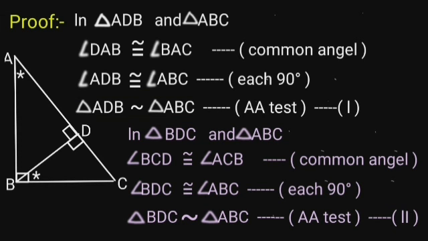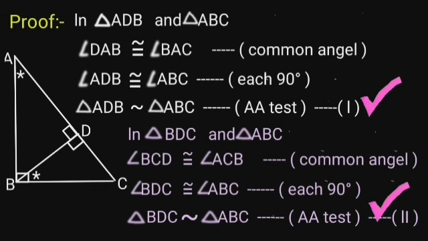In triangle BDC and triangle ABC, angle BCD is congruent to angle ACB. The reason is common angle. Angle BDC is congruent to angle ABC. The reason is each is 90 degrees. Hence, triangle BDC is similar to triangle ABC by the AA test. This is our second statement.